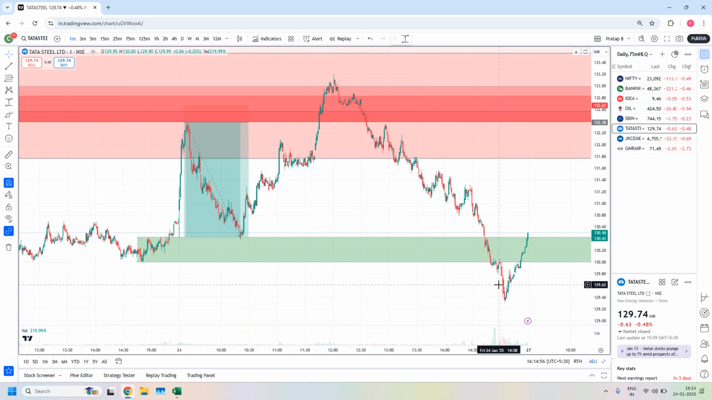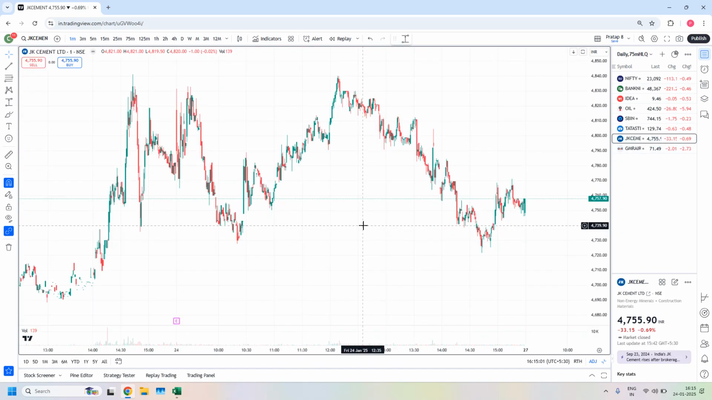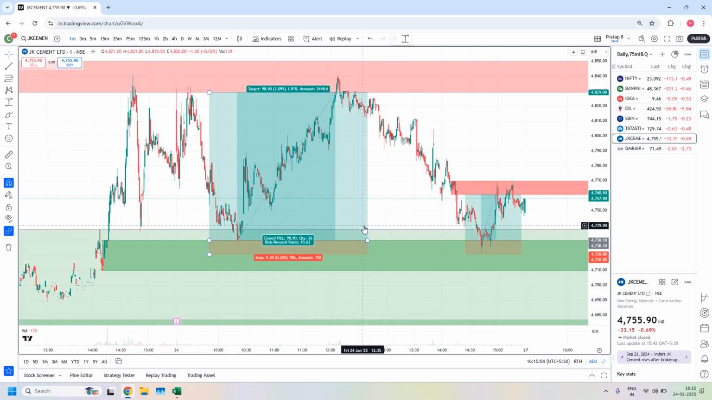Next one is very interesting. JK Cement. I already posted it at our Telegram channel. If you had looked at the Telegram channel message today, you would have taken one more trade on the same stock. During the last 1 hour of the trading, you would have got another trade. Because some of our HLQ zone traders sometimes trade even in the last half an hour. Previously they shared their screenshots with me.